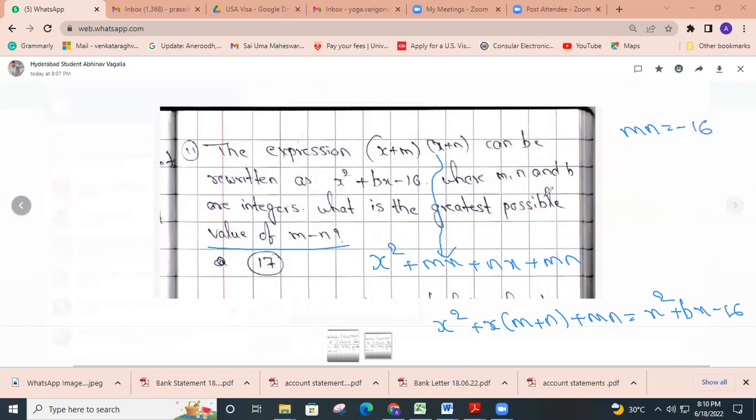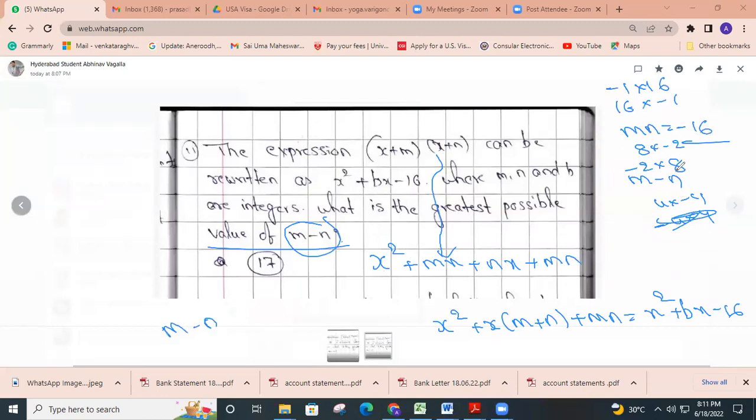They're asking for the greatest possible value of m minus n. Since m and n are integers, the pairs can be minus 1 and 16, or 16 and minus 1, or 8 and minus 2, or minus 2 and 8, or 4 and minus 4, or minus 4 and 4. Those are the possibilities. Now I need the greatest value of m minus n. If you take 8 and minus 2, you get only 10. If you take 16 and minus 1, you get 17.